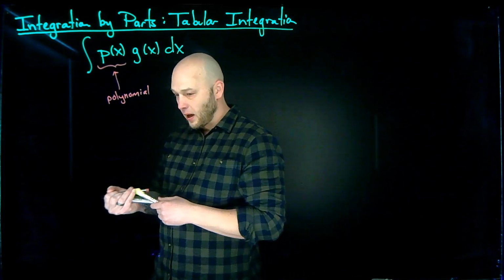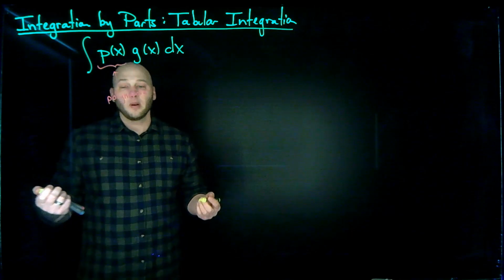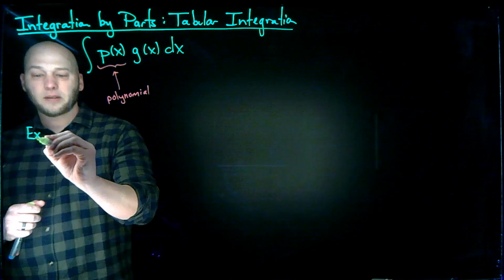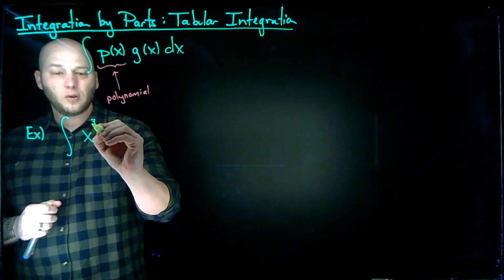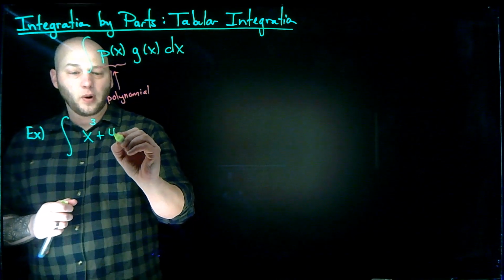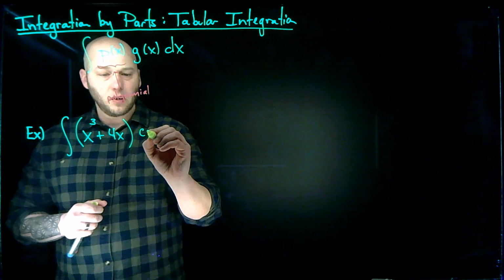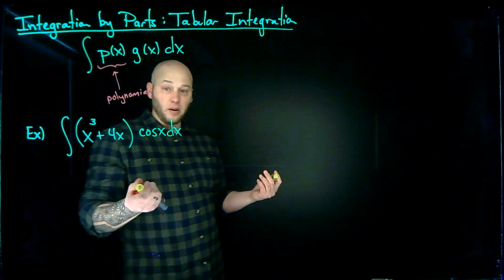Now, let me set up a specific example and run through the form or the technique for tabular integration. So let's say, for example, I've got the integral of x cubed plus 4x multiplied by the cosine of x. And I wanted to, again, compute this integral.